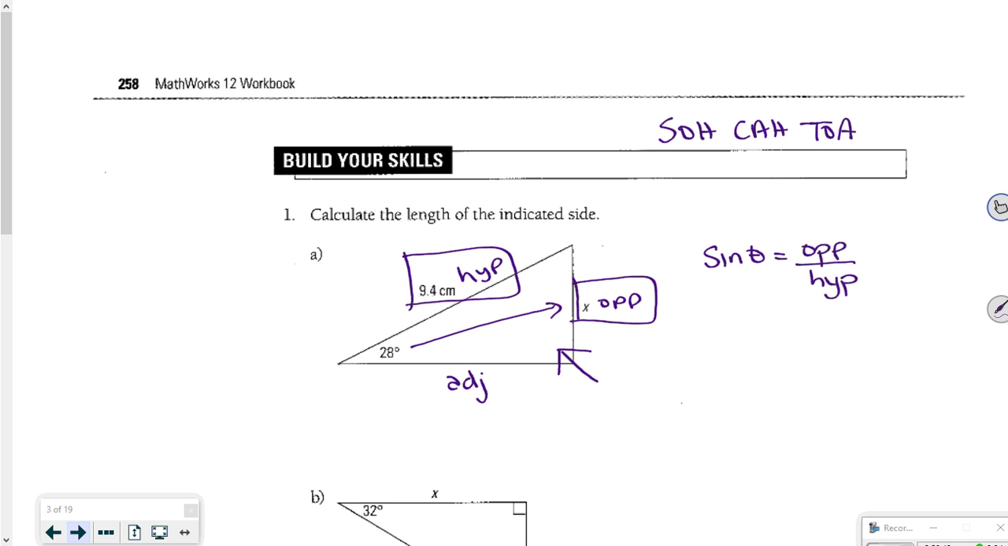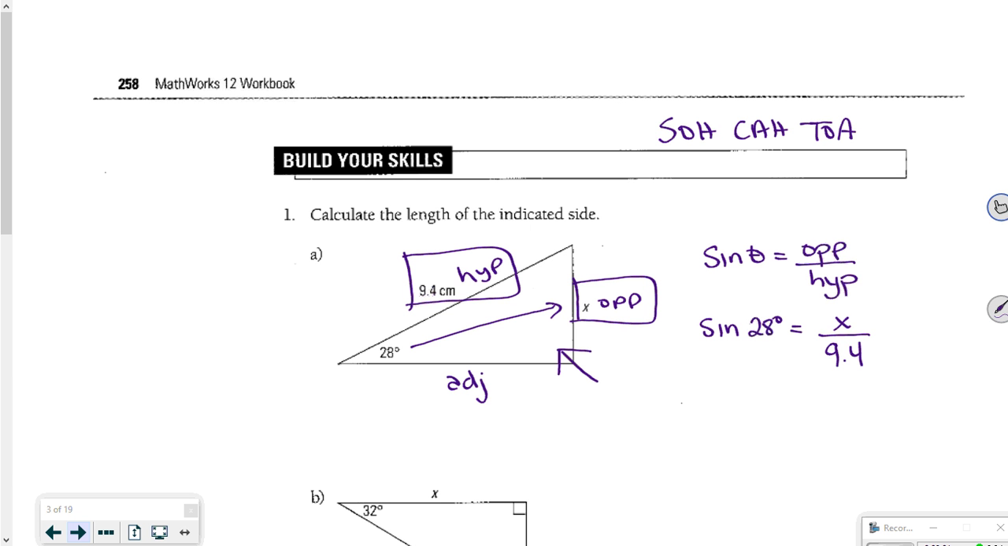Fill in what we know. So we know our angle. We know our hypotenuse is 9.4. We know our opposite goes on top. So our x goes on top, and our hypotenuse is 9.4.